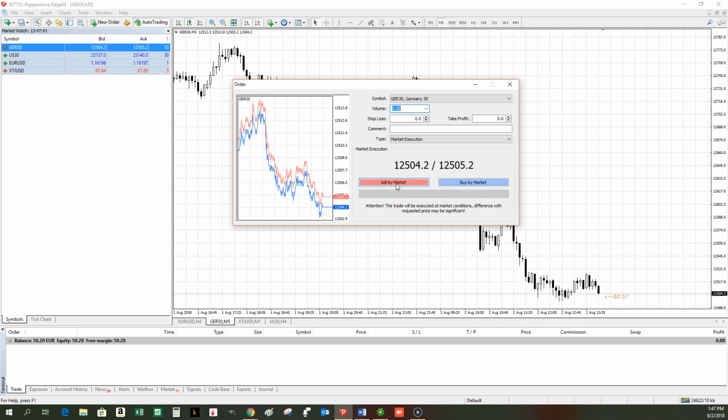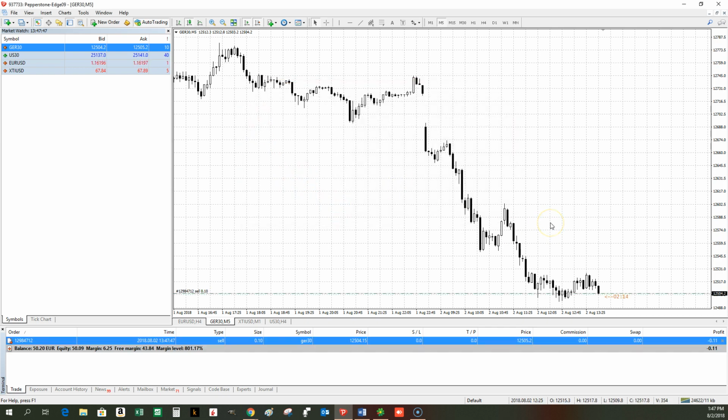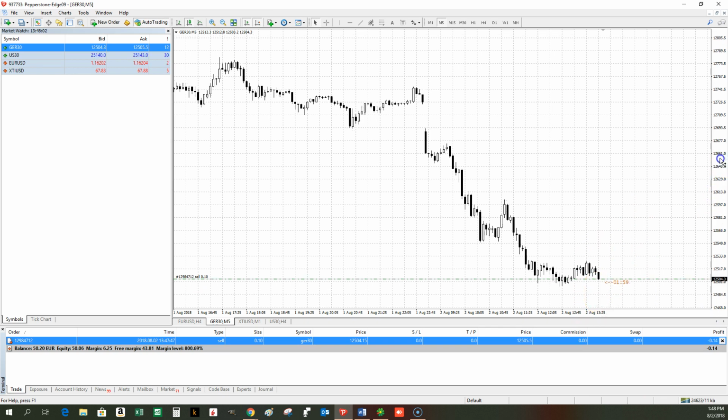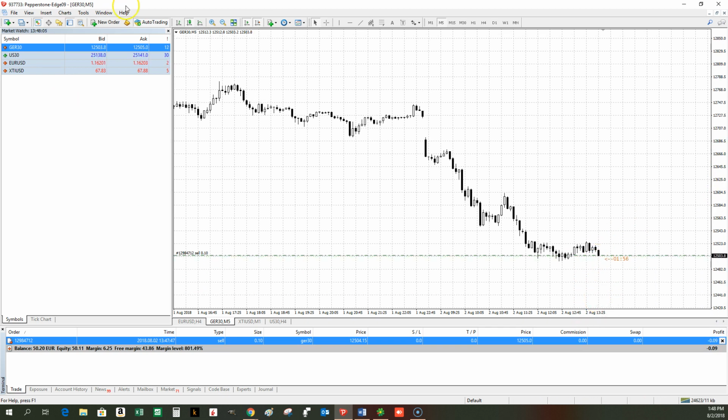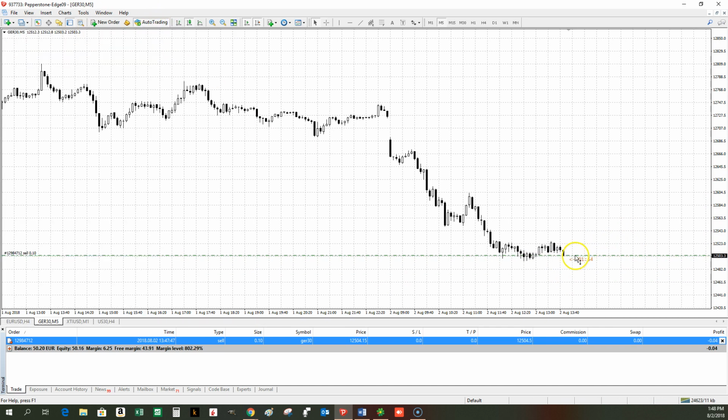Okay, so I'm gonna test this support. If it's breaking the support, it will be great. I open a sell trade, and as you see, we start with 0.10 cents negative position. All right, so this is what I do. Now I can, if I want, set take profit, and I want to make €1 each trade. So I'm gonna leave the take profit like this.